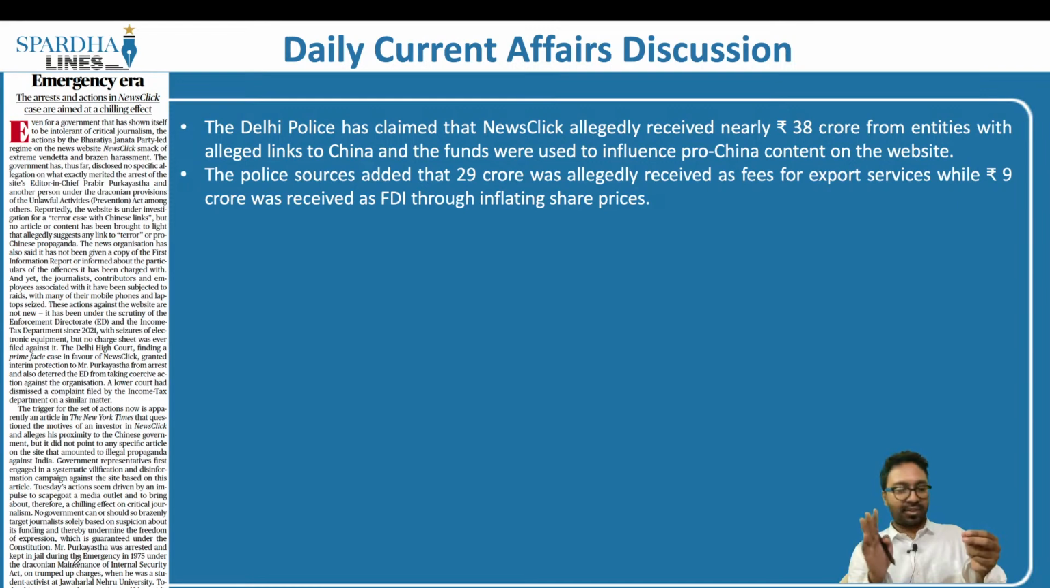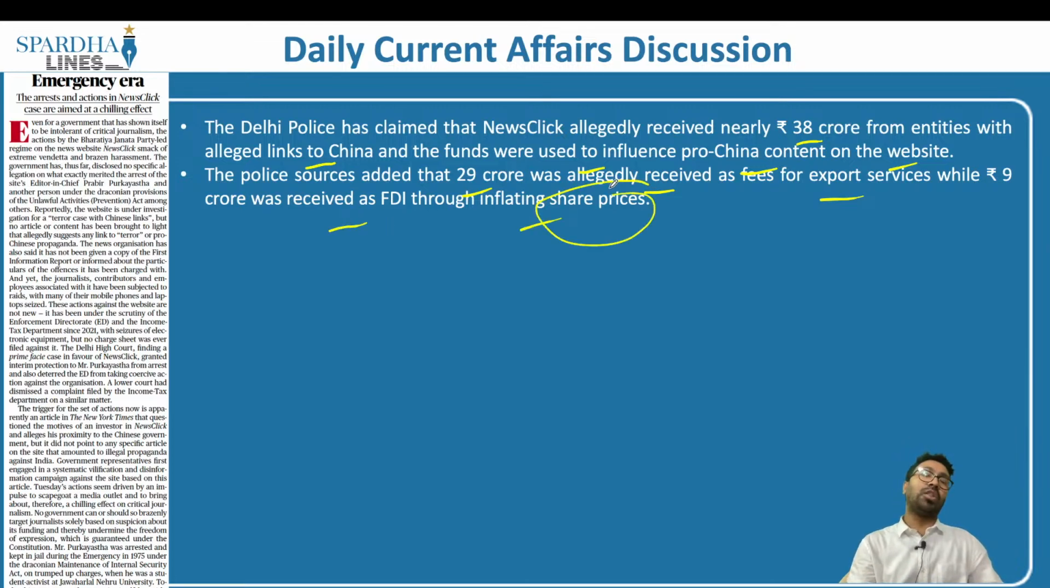And immediately after that, an investigation was done. Delhi police also claimed that NewsClick allegedly received 38 crores from entities with alleged links to China, and the funds were used to influence pro-China content on the website. The police sources added that 29 crore was allegedly received as fees for export services, while 9 crore was received as FDI through inflating share prices. So the minute they got that information, they wanted to investigate. So prima facie, they had some information and ultimately they arrested this person.